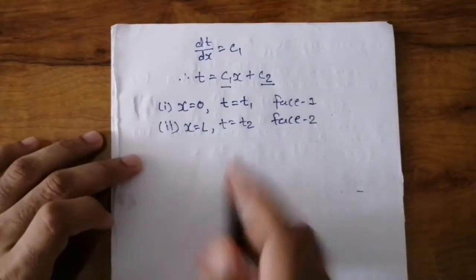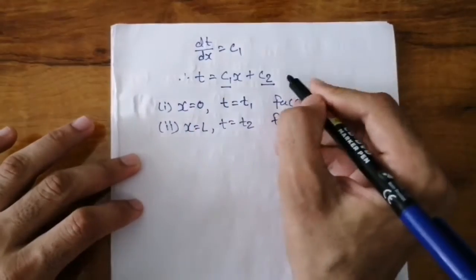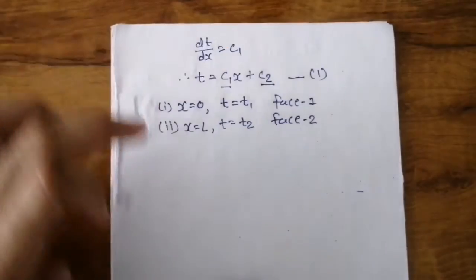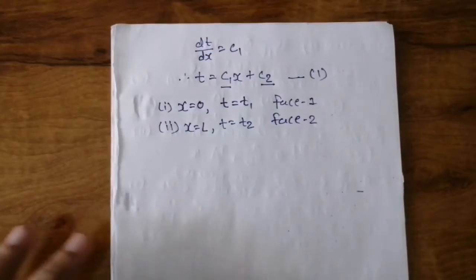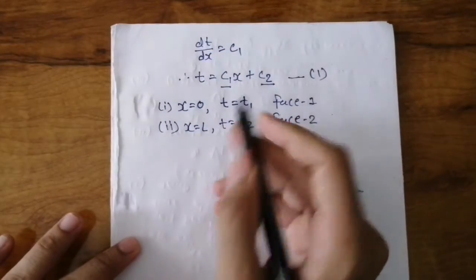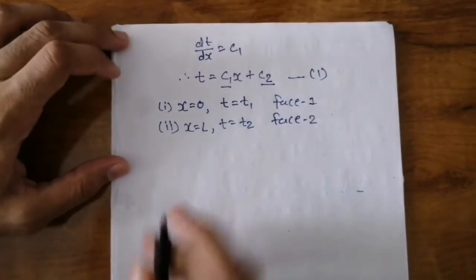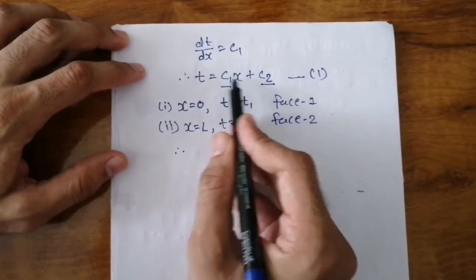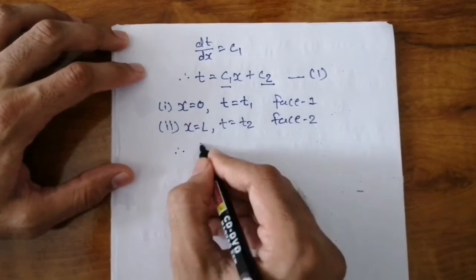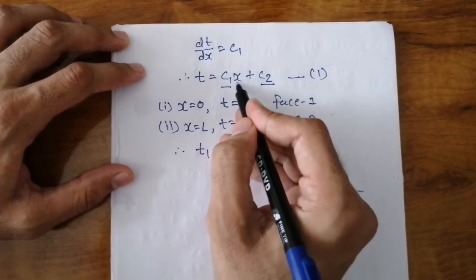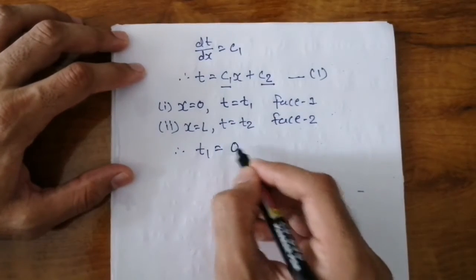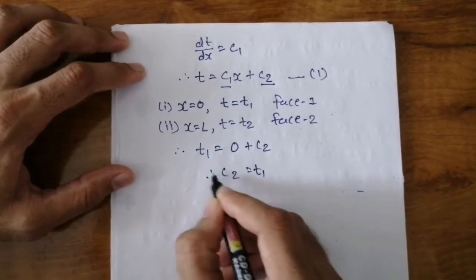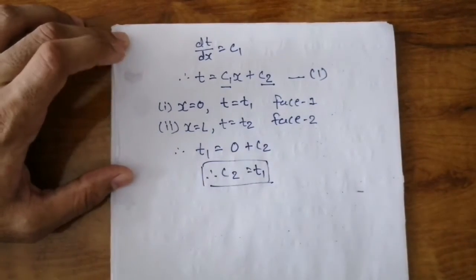Now we put the first boundary condition in this equation, which is our equation number 1. Then we put the second boundary condition, and find the constants C1 and C2. So if I put the first boundary condition, x is equal to 0 and T is equal to T1. So T1 is equal to 0 into C1 plus C2. So what will be the value of C2? C2 is equal to T1.